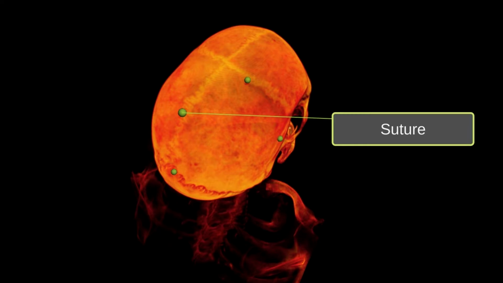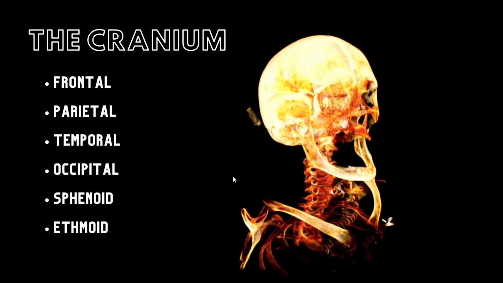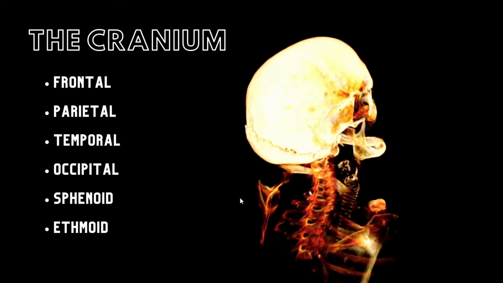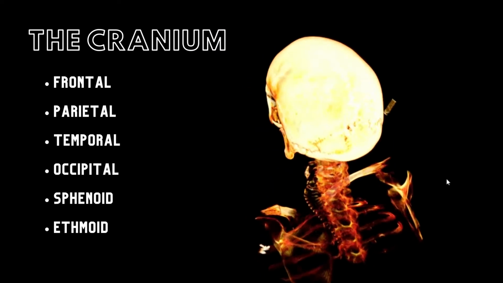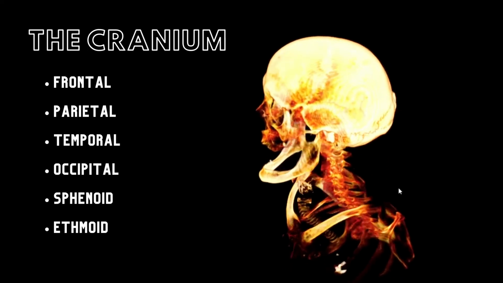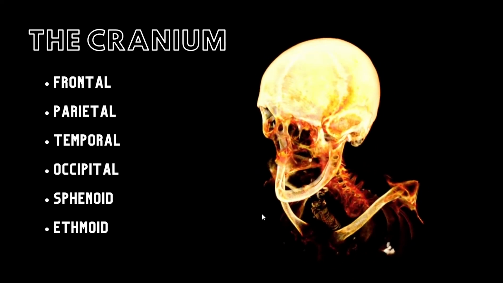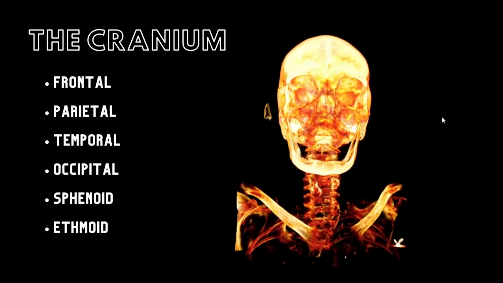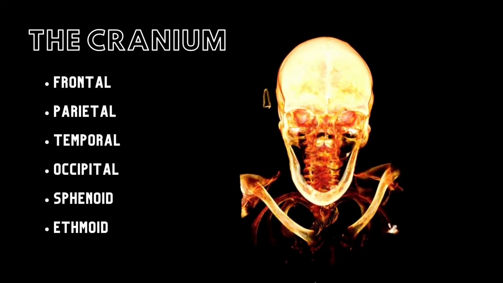The bones of the cranium are the frontal bone, paired parietal bones, paired temporal bones, the occipital bone, the sphenoid bone, and the ethmoid bone. Let's take a closer look at each of these bones and the sutures that connect them.